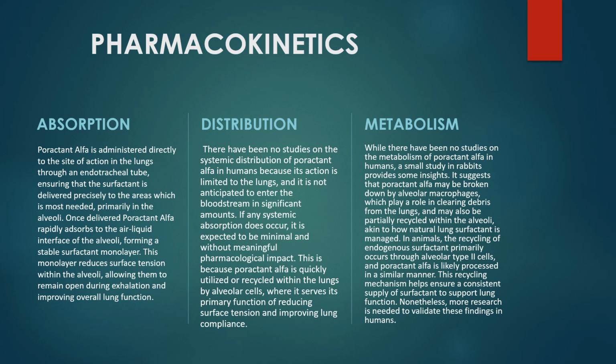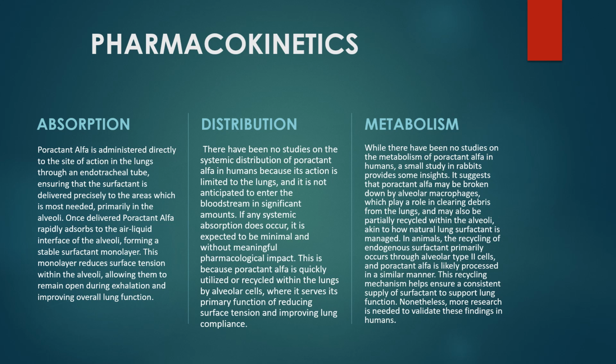Now let's discuss the pharmacokinetics of Poractant alpha. Pharmacokinetics of Poractant alpha consists of four components, which are absorption, distribution, metabolism, and elimination. The first one is absorption. It is absorbed in the lungs via endotracheal tube, where it remains locally.